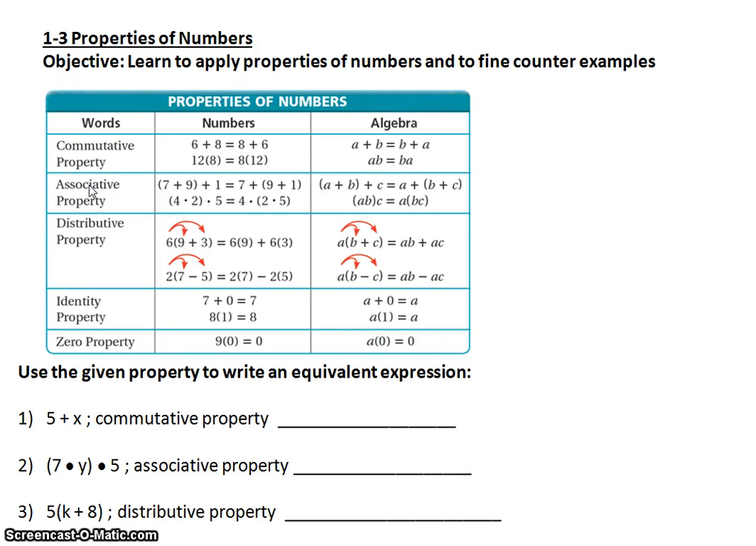Chapter 1, Section 3, Properties of Numbers. The objective of this lesson is to learn to apply properties of numbers and find counterexamples. The first property of numbers is called the commutative property.